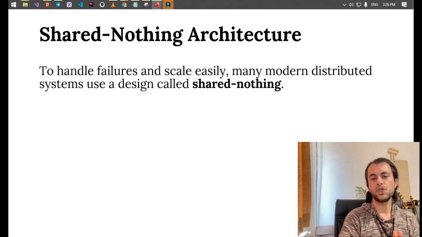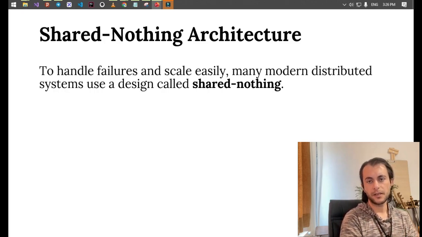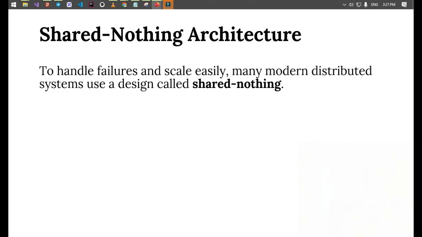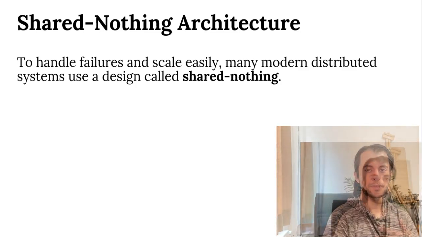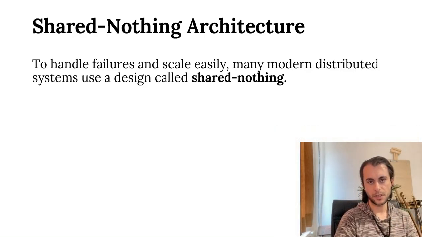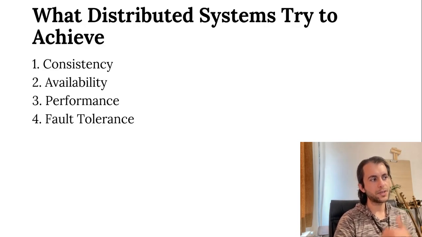This is the architecture used by Kafka, Cassandra, Redis Cluster, Raft, Paxos, and DynamoDB, and it's very simple but really powerful. Don't worry, I'll delve into these topics in the upcoming series. But the promise of a distributed system is trying to balance between these four big goals: consistency, availability, performance, and fault tolerance.